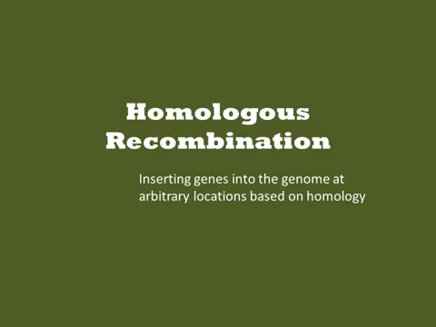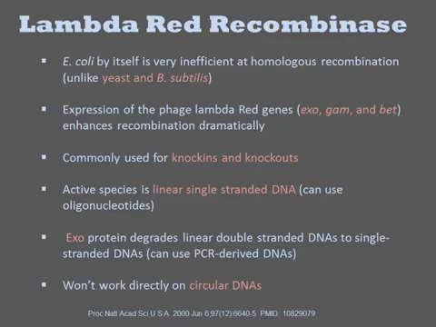Homologous recombination underlies many genome engineering methods. It involves inserting DNAs into the genome at arbitrarily chosen locations based on their homology to that local sequence. In E. coli and other bacteria that lack efficient homologous recombination systems, this functionality can be enhanced by expression of lambda-red recombinase. Lambda-red is in common use for producing knock-ins and knockouts in prokaryotic genomes.